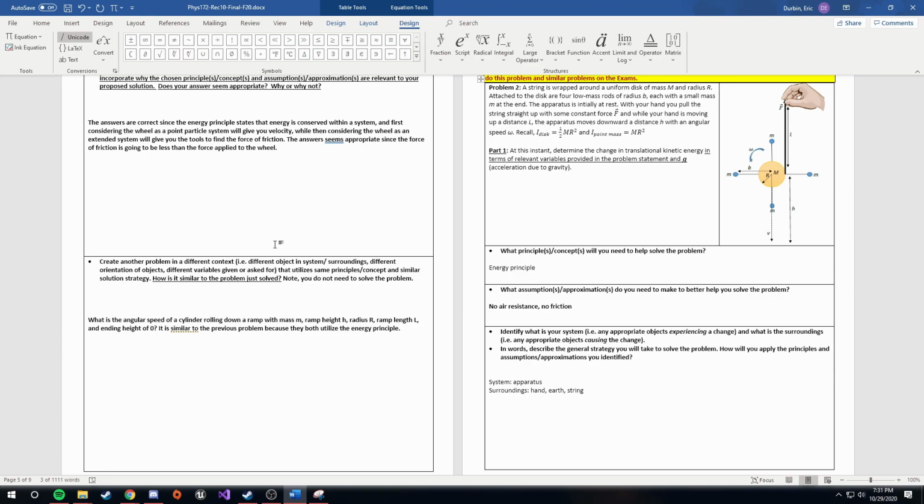But I mean, it's saying the apparatus is moving downward a distance h. Mass times gravity times h. But then wouldn't you have to subtract, because if you apply enough force, it's going to move up instead of down. So don't you just have to subtract the force that you're applying, because it could be translational? I don't think it is. I'm going to double check that. Give me 20 seconds.